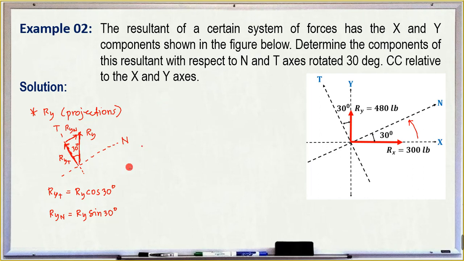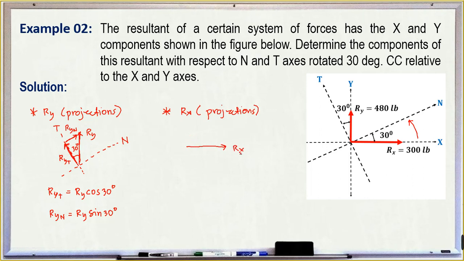Sunod ra? So, since nakuha na natin ang mga components for RY, ato na siyang i-break with respect to the T and N axis. Now, mo-RX na pud ta. So, RX ang atong next na projections. So, for RX, ato i-indicate ang iyang normal nga direction.